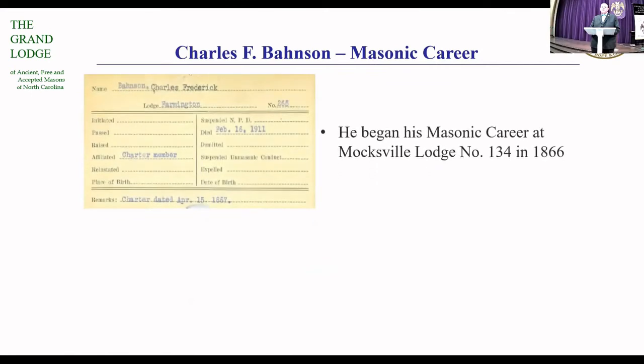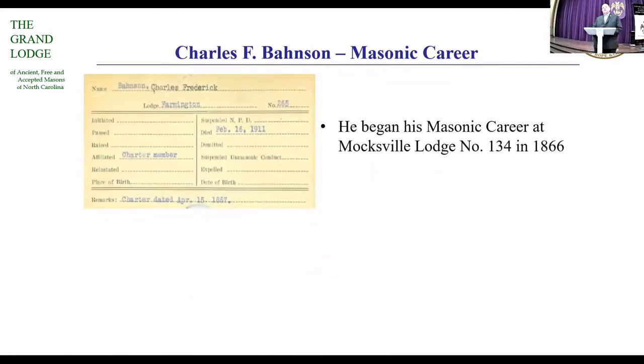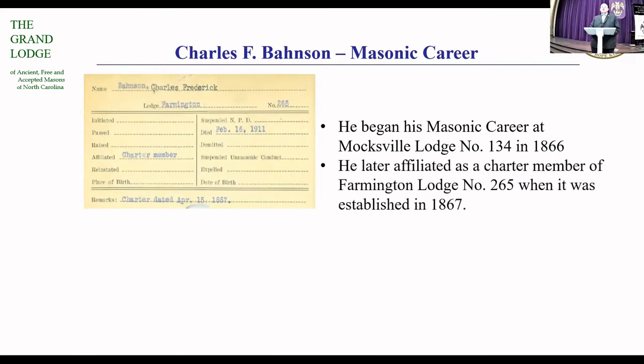Now, Bahnsen's Masonic career, where does that start? He starts at Moxville Lodge number 134 in 1866. Then he later affiliates as a charter member of Farmington Lodge number 265 when it was established in 1867. When you look at the minutes and the background of Farmington Lodge, you see a lot of the members from Moxville Lodge came over into Farmington because they lived in Farmington and built their own lodge there.